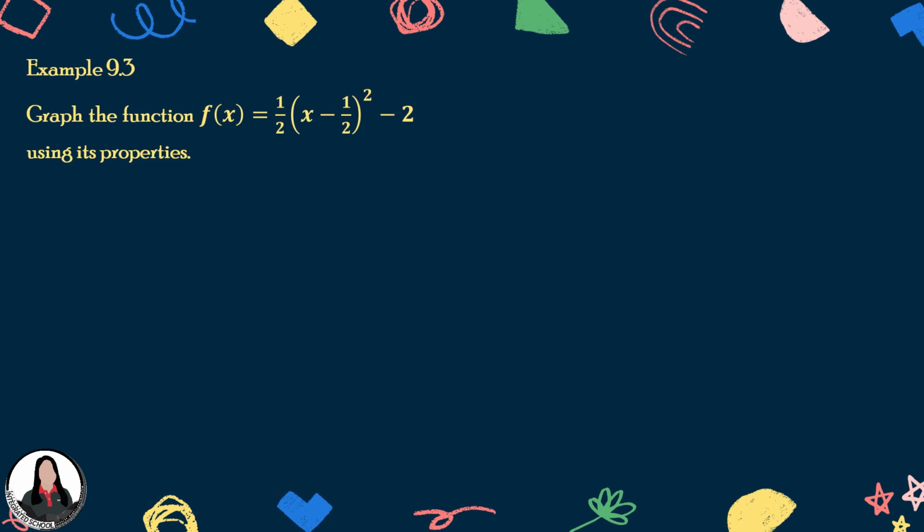So another example is given to you. Okay, so we have example 9.3. This is from your module wherein we are asked to graph the function f of x equals 1/2 quantity x minus 1/2 quantity squared minus 2 using its properties.